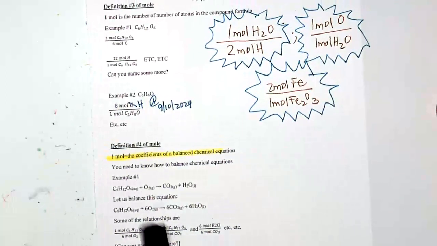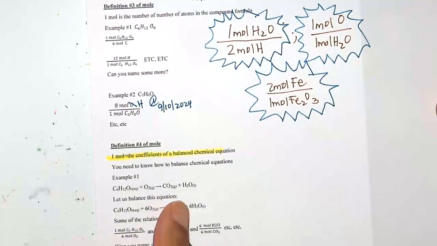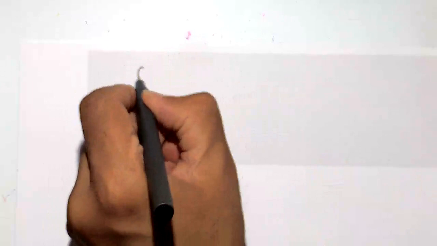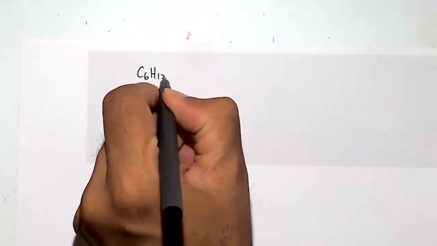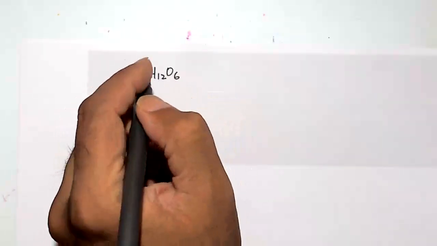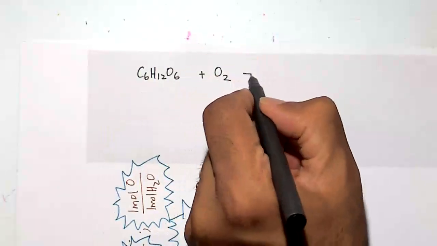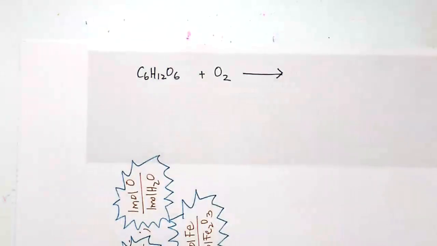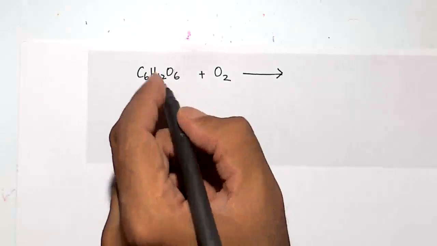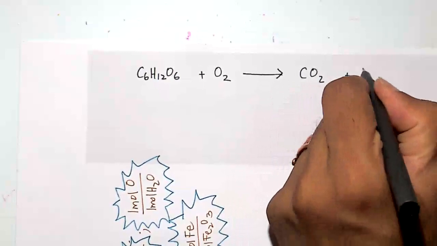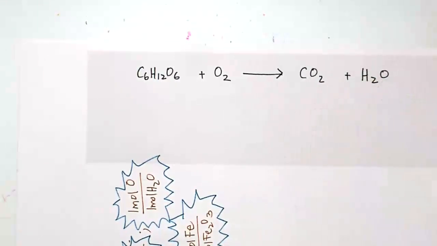All right, let's balance some equations. I'm going to balance this equation here. Let me rewrite it. Okay, we'll balance this together. We'll take C6H12O6. This is called glucose. Not something you need to know in this class. We will react it with oxygen. It will combust, and this will give CO2 plus water.